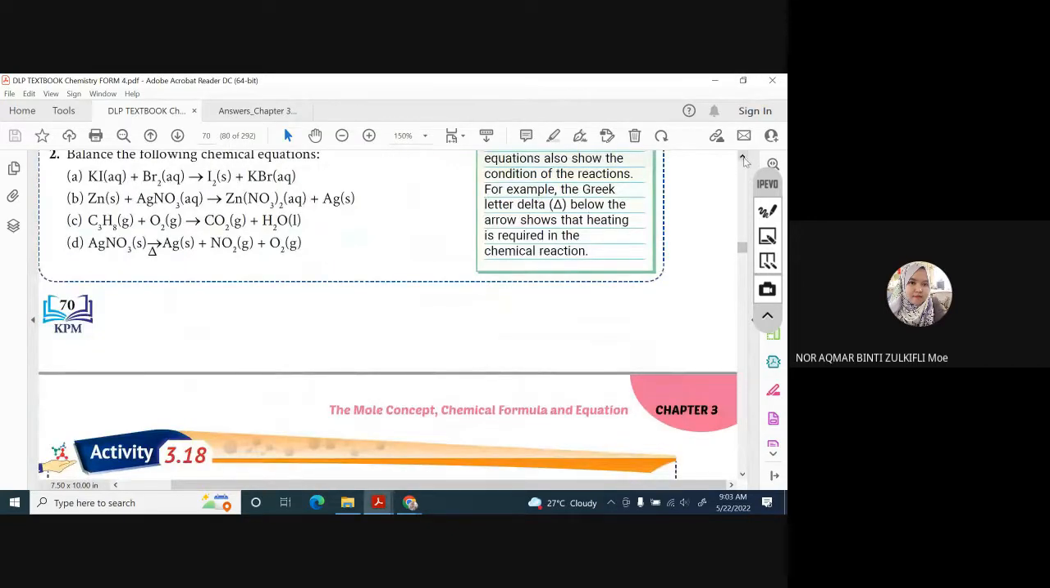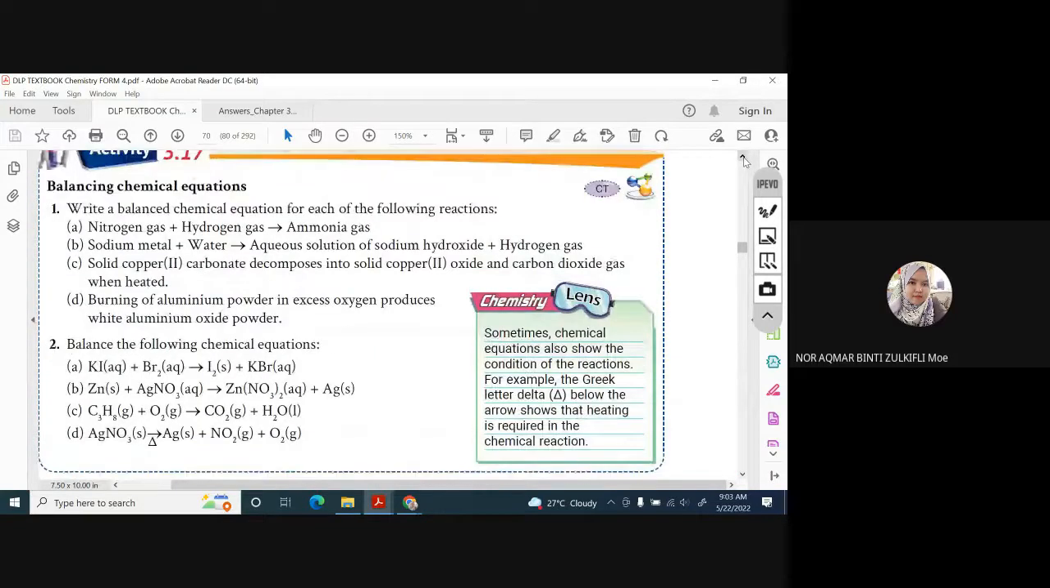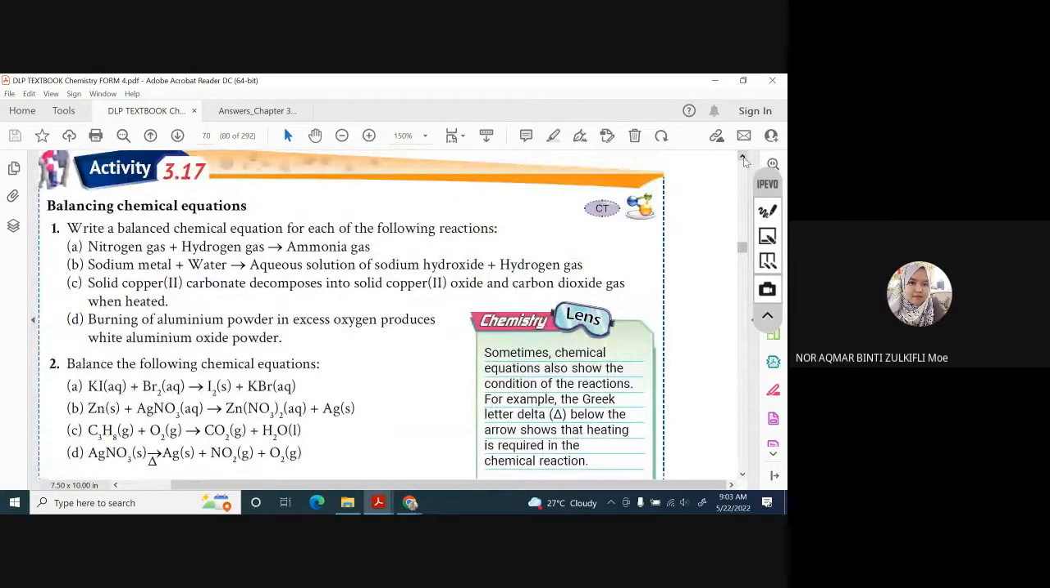Ya, ini pun kena praktis. Cuba buat ni, activity 3.17 ni. Okay, at least try one question lah, 1A and 2. Okay, try and then check the answers. I will share the answers to you.